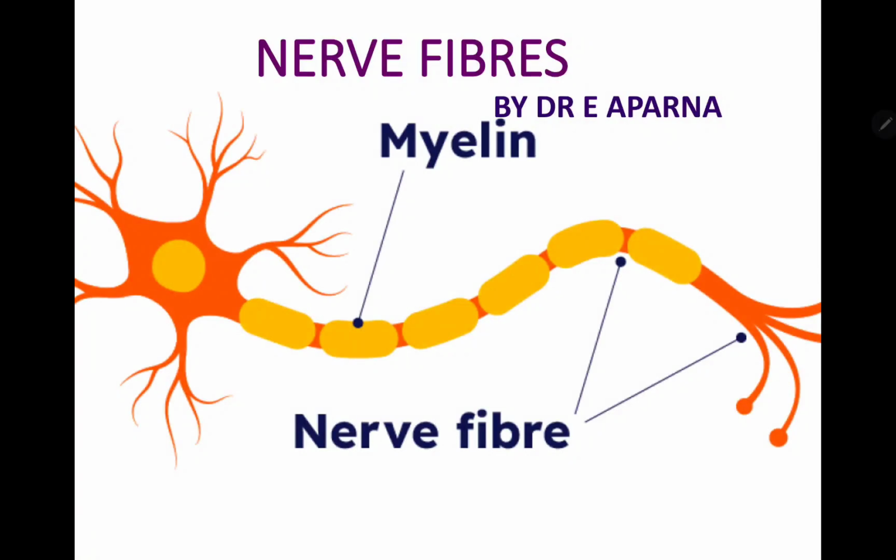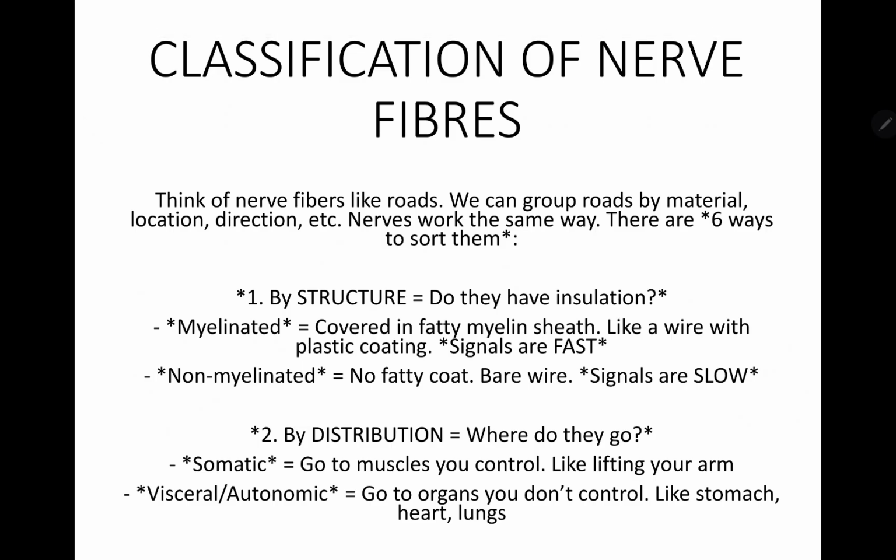Nerve fibers. So, classification of nerve fibers. Think of nerve fibers like roads. Okay? We can group roads by material, location, direction, etc. Many factors. So nerves work the same way. There are 6 ways to sort them out.